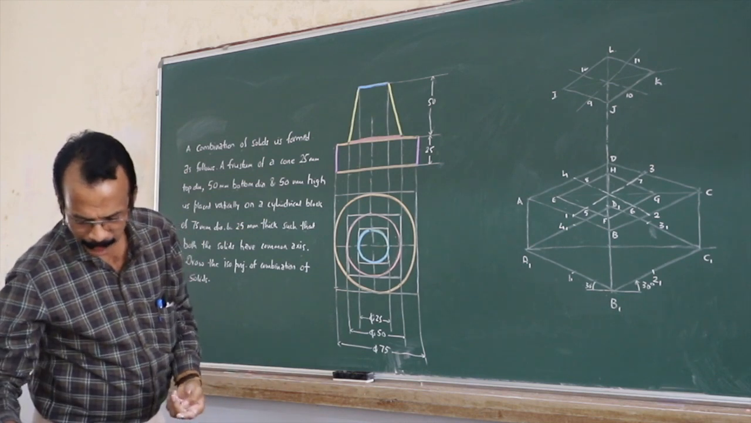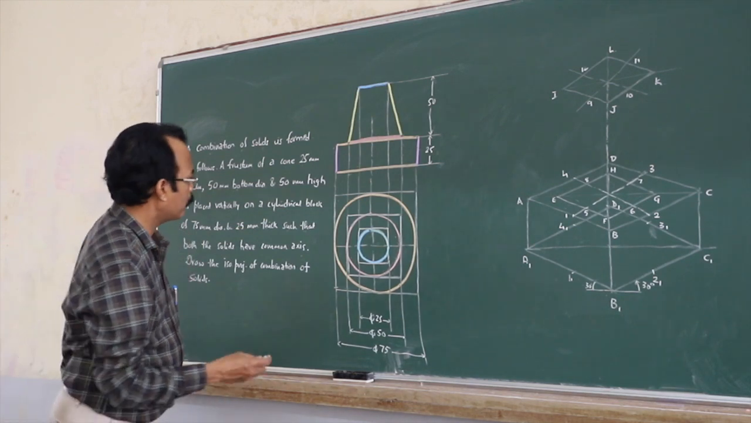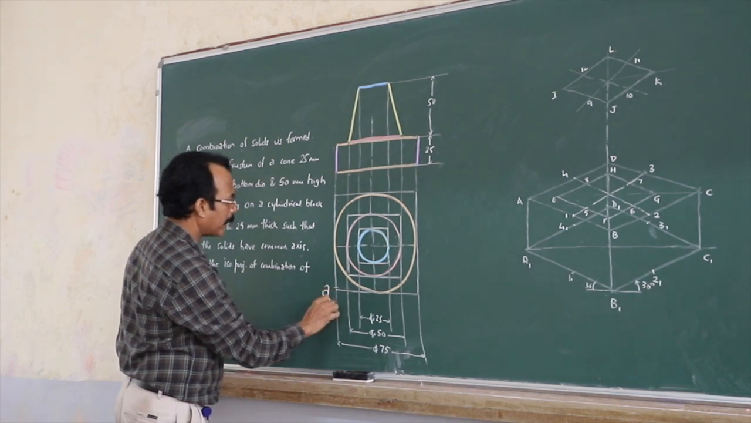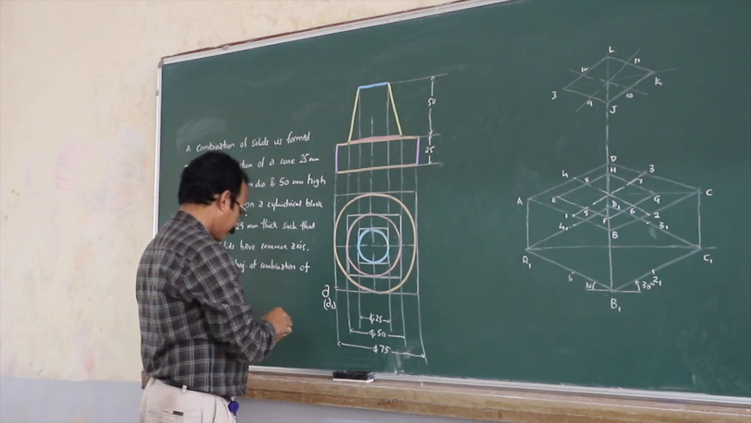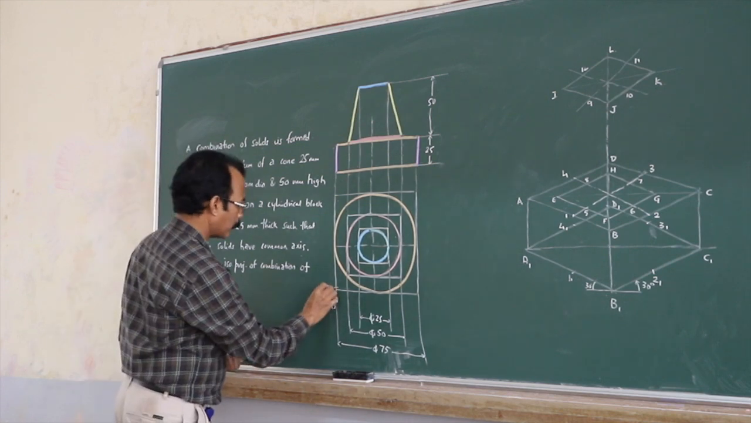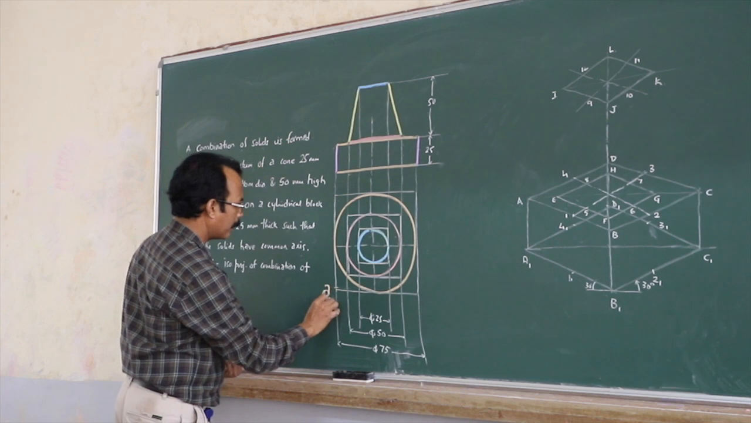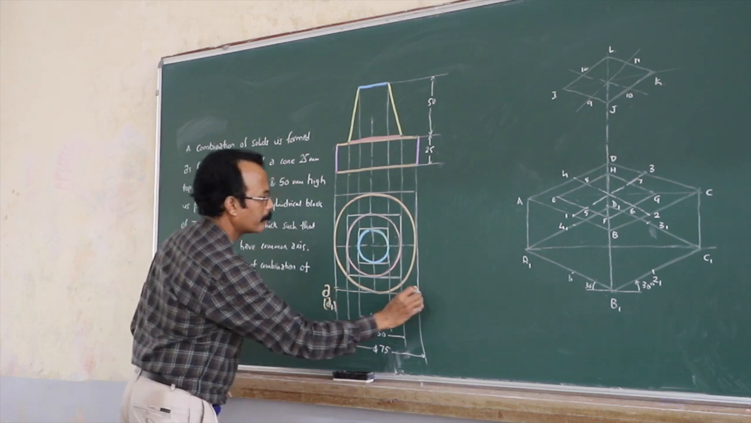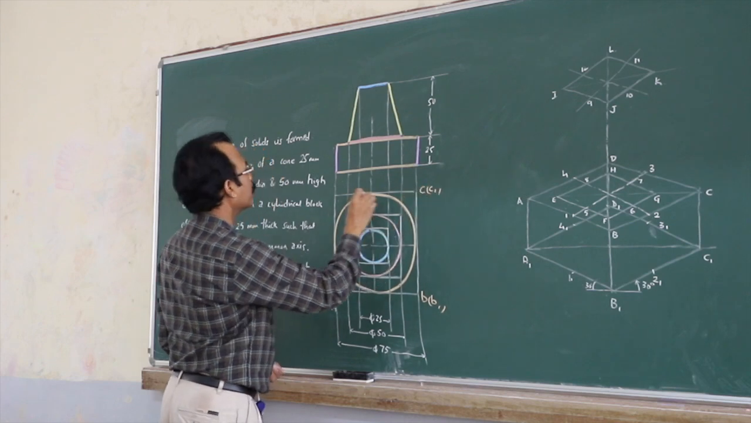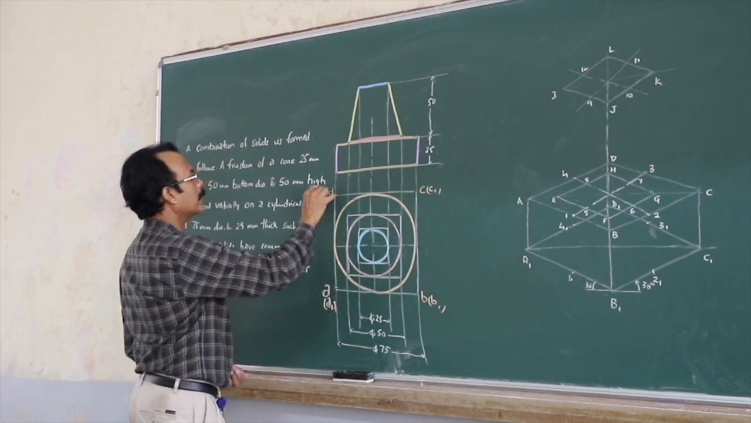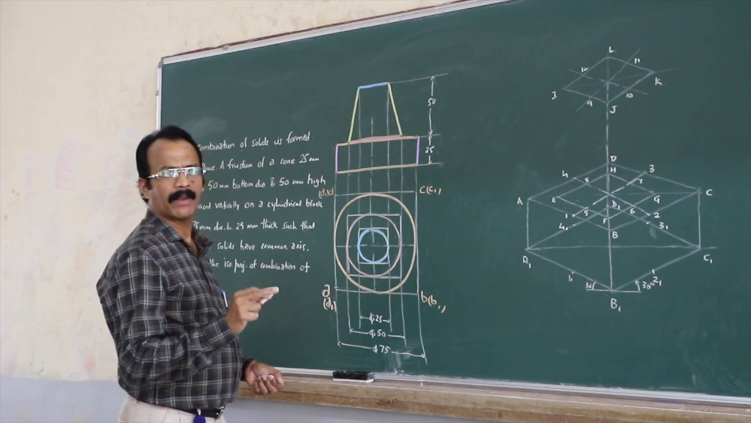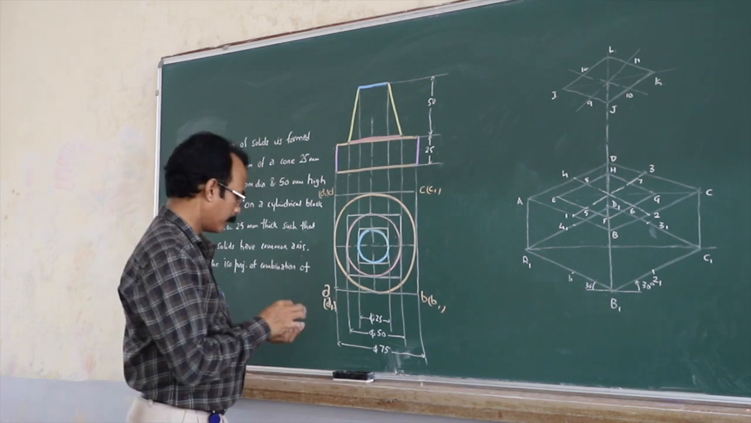So for your understanding purpose, I will name them as A1, B1, C1, D and D1 there, right? Now the cylinder, previously we have learnt how to draw it, right?